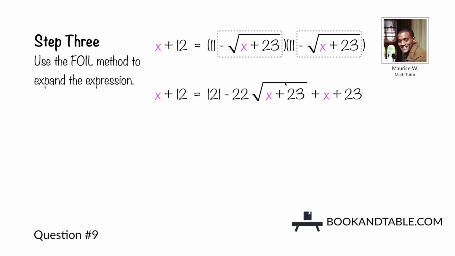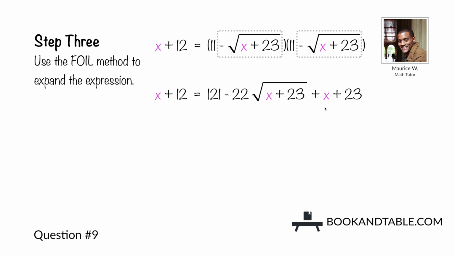And then you multiply the last terms in our binomials. Negative times a negative is a positive. A radical times itself gives you just the radicand, x plus 23. And now we want to isolate our second radical. So we want to move our variable to the left side. So we'll subtract x from both sides for step 4.